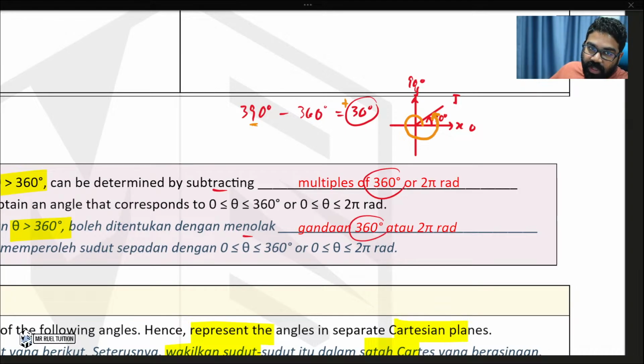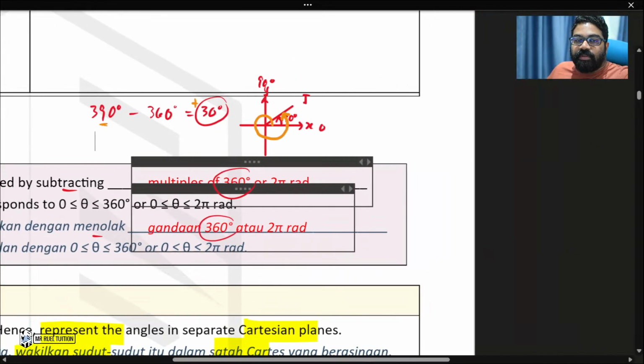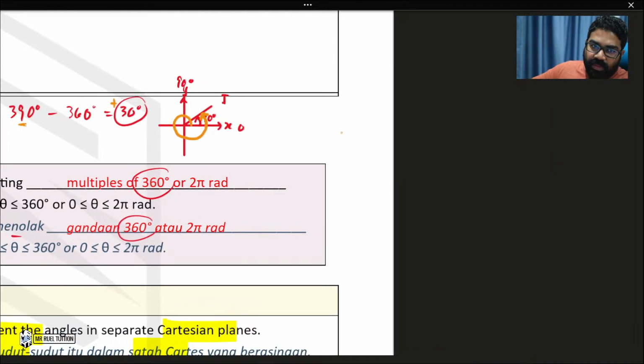So, kalau kita tolak gandaan 360, if you can get the value within the first 360 degrees, itulah kedudukan dia. That is the position. So, kalau jawapan dia dalam radian, contohnya, for example lah, if I give you 7/3 pi radian. Okay, 7/3 pi radian. Where is this? Right? So, di sini kita kena tolak multiple.